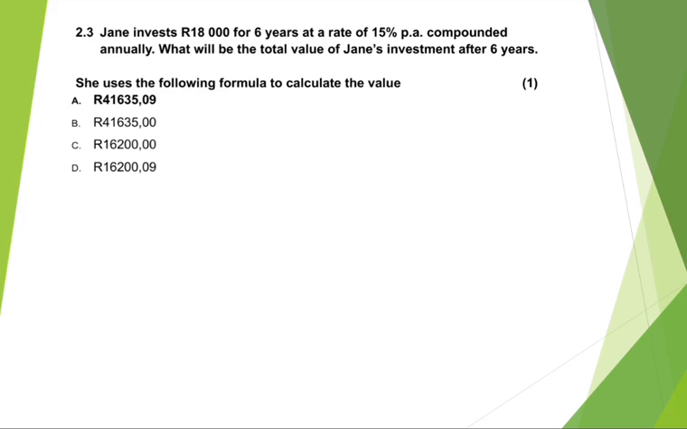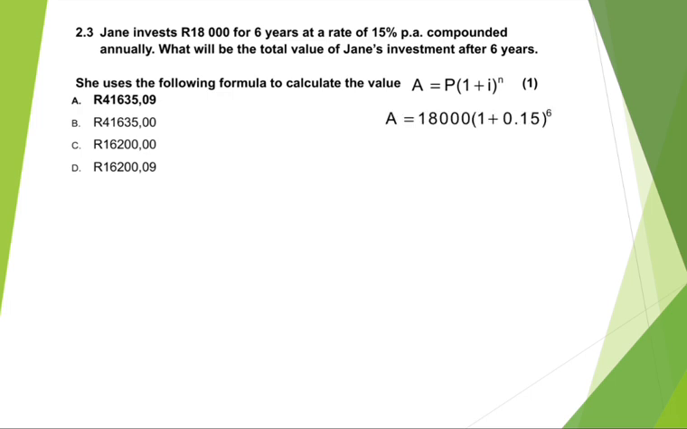Move on to 2.3. Jane invests 18,000 rands for 6 years at a rate of 15% per annum, compounded annually. What will be the total value of Jane's investment after 6 years? She uses the following formula to calculate the value. A is equal to P brackets 1 plus I to the power N.